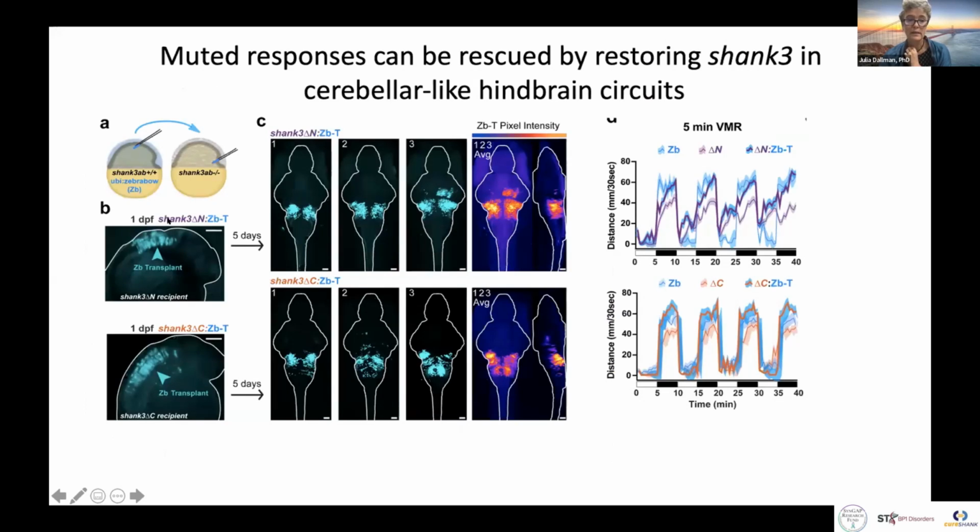So to test that possibility, we transplanted cells from a wild type animal into a Shank3 mutant animal. Here you can see at 1 day post-fertilization, these cells have populated the hindbrain, and this is at 5 days, or actually 6 days when we do the behavioral assays. Now this Shank3 model has a wild type hindbrain, and that actually rescues their response to the light stimuli. So this shows that Shank3 in the hindbrain is really crucial, at least in the zebrafish, for responses to light stimuli.